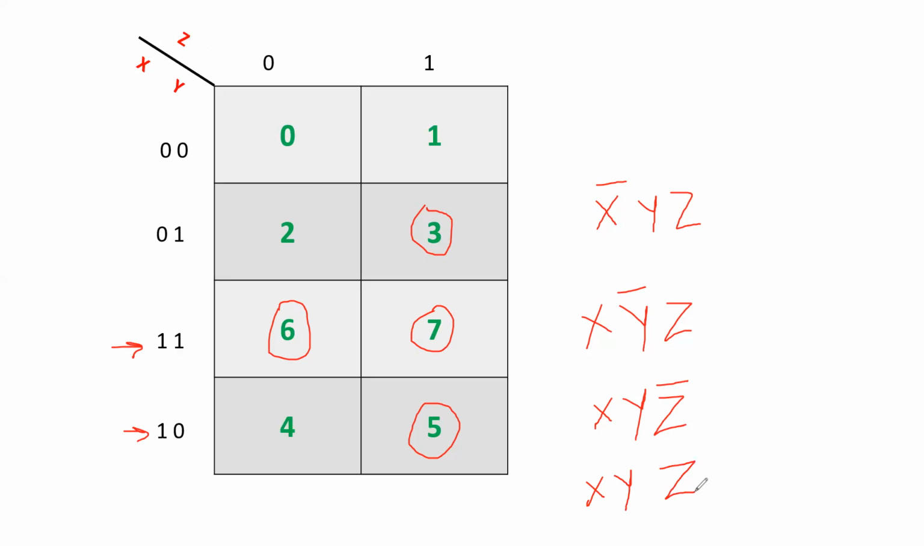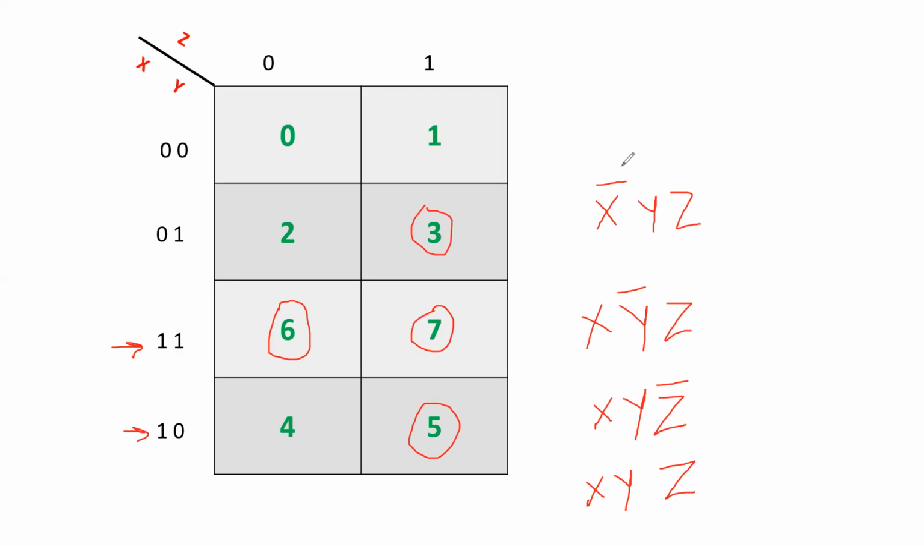So these are the functions formed from the minterms. For the first minterm x complement y z, for 5 x y complement z, for 6 x y z complement, and for 7 x y z. Now we have to implement this function using a multiplexer.